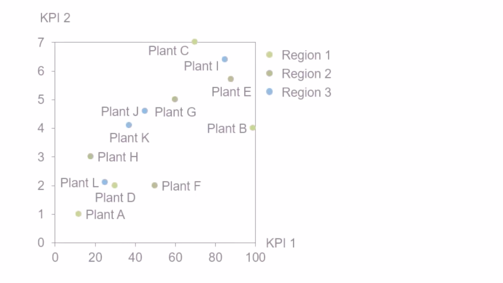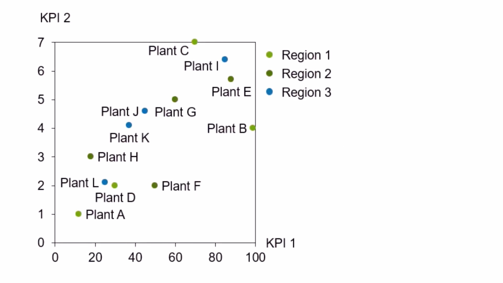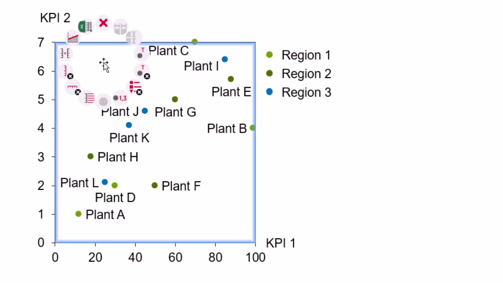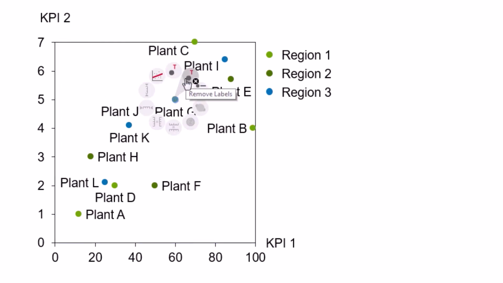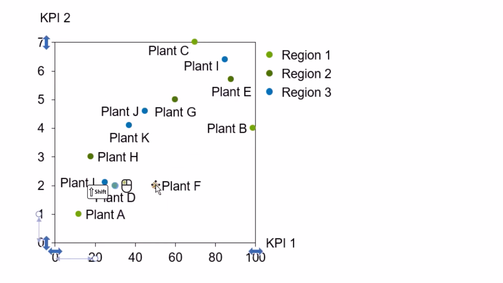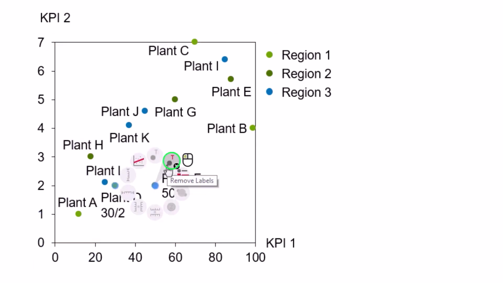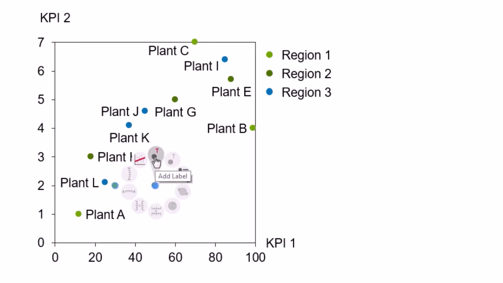Let's turn to labeling the data points. When you insert a new scatter chart, the data points display point labels by default. Each data point can have up to 2 labels. Right-click on the chart area, an individual data point, or a multi-selection of them, and pick Add Label or Remove Labels from the right-click context menu.